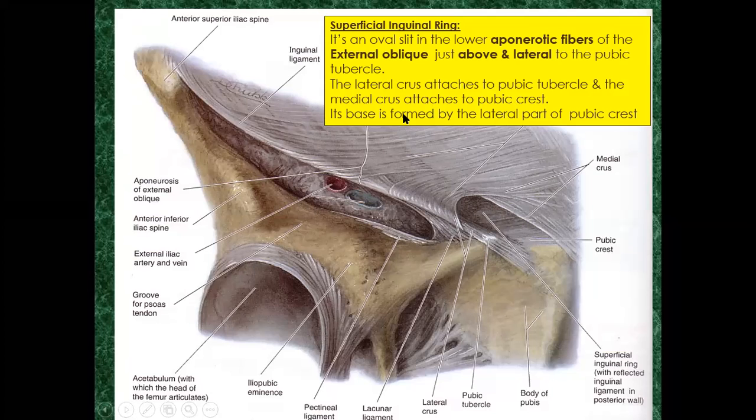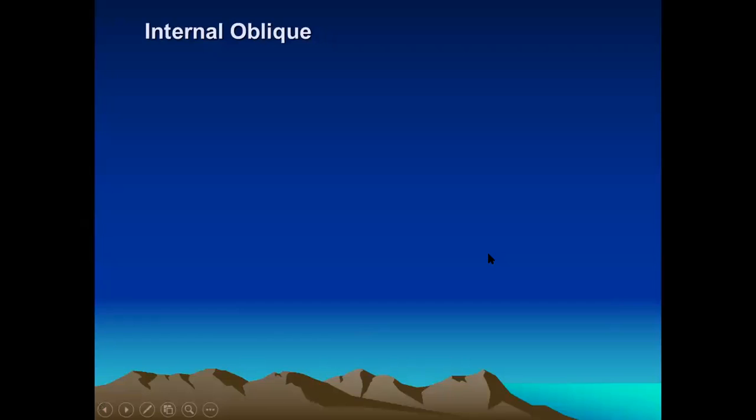Its base is formed by the lateral part of the pubic crest. So this is the opening, an open, oval slit. This is called the superficial inguinal ring. This is the opening through which, if the abdominal contents protrude out, they will protrude through this and form the inguinal hernia.